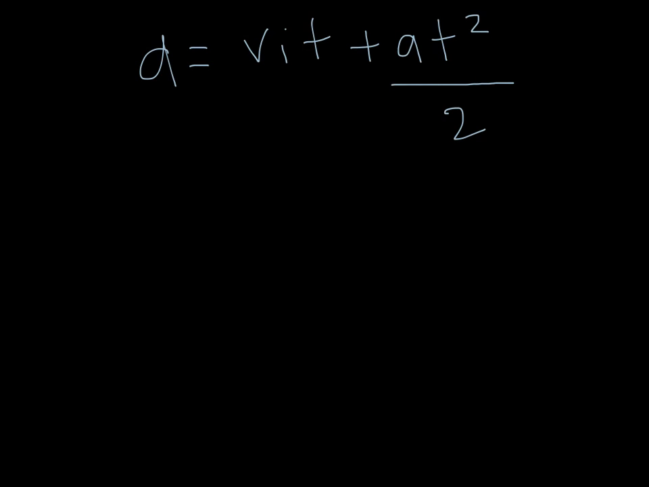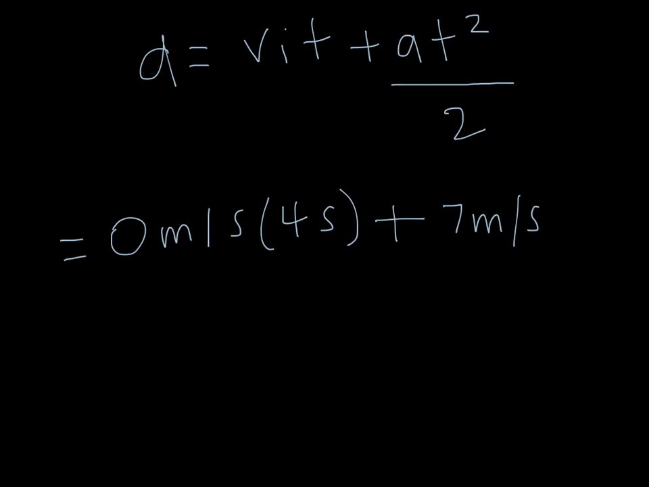And so the initial velocity is 0, and the time is 4 seconds. Then the acceleration we got from the first problem is 7 meters per second squared, times 4 seconds squared, and that is over 2. So if you add those together, then you get 56 meters.